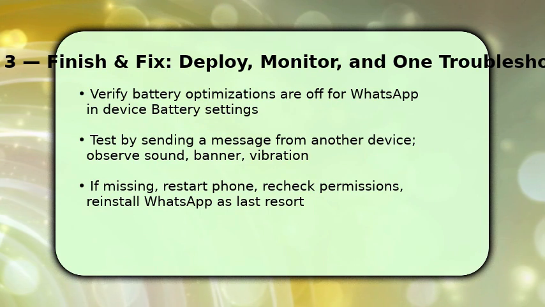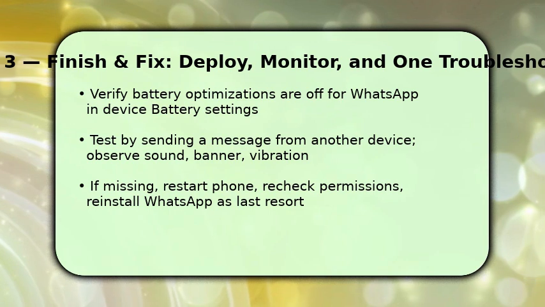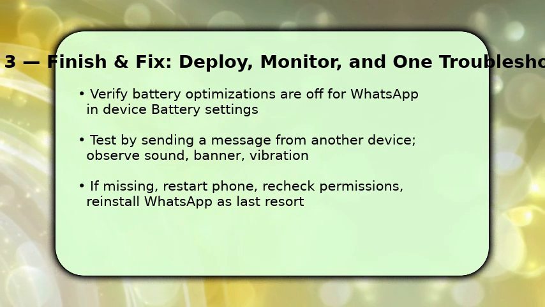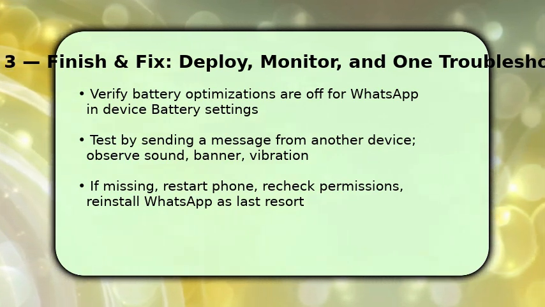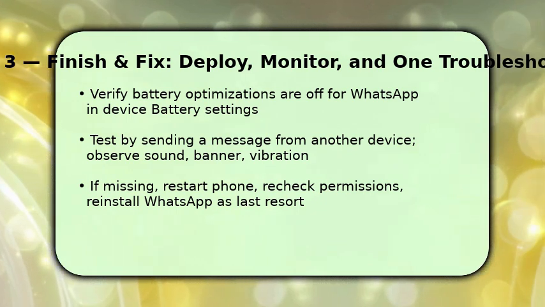If notifications don't show, restart your device and recheck notification and background data permissions. Sometimes toggling allows notifications off and on resets delivery. If problems persist, backup chats, uninstall and reinstall WhatsApp as a last resort.